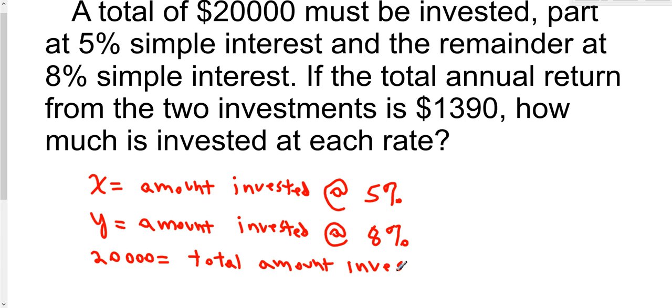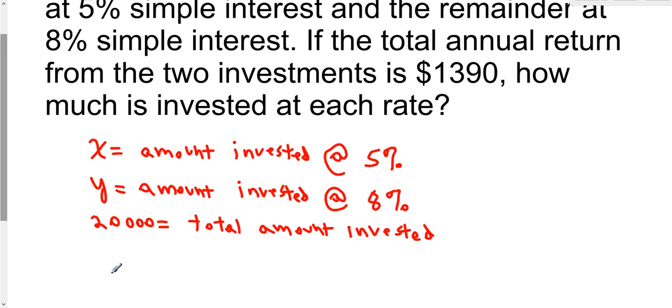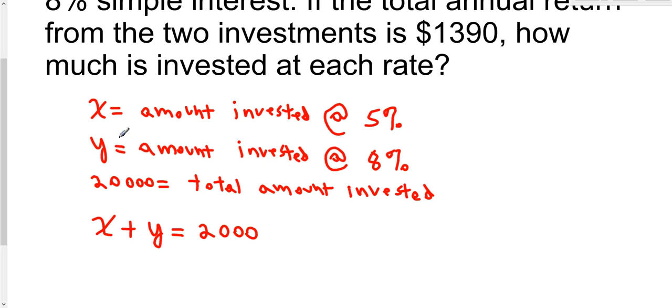All right. So right away, I see that there's a relationship between X, Y, and 20,000 because X is a part of the 20,000, Y is a part of the 20,000. So automatically, I know that X plus Y is equal to 20,000. There's something else that I know also. If I invest X dollars at 5%, then at the end of the year, I'm going to have 5% of that X dollars as the amount of interest I earn, simple interest. Well, 5% of X is 0.05X. Also, I know that 8% of Y is what I'm going to have for my simple interest after a year for the second account.